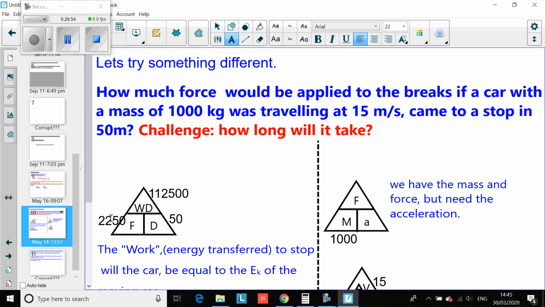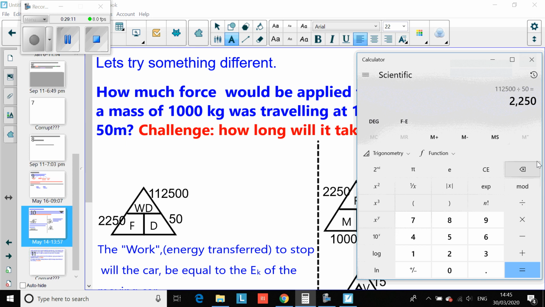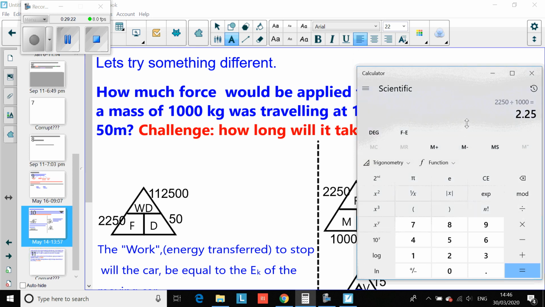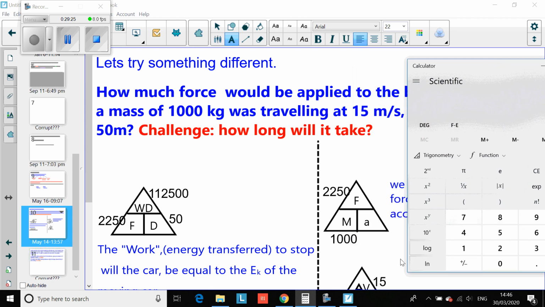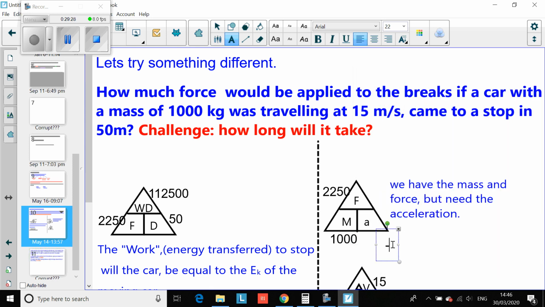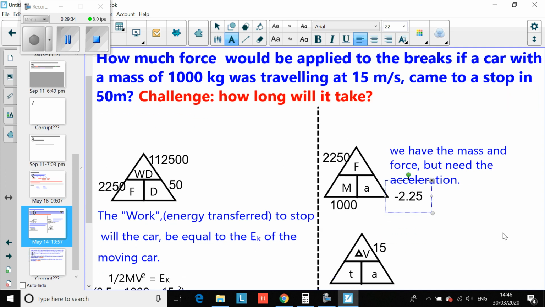Right, we've got our force. But we can also now apply that to this. So we've got our force and we've got our mass. We can now work out the acceleration, or because it was slowing down, the negative acceleration. So once again, we take our force and divide it by the mass of the car, which was 1,000, and our acceleration would be 2.25. Actually, it'd be negative 2.25 because it's slowing down. Okay, so our acceleration would be that.